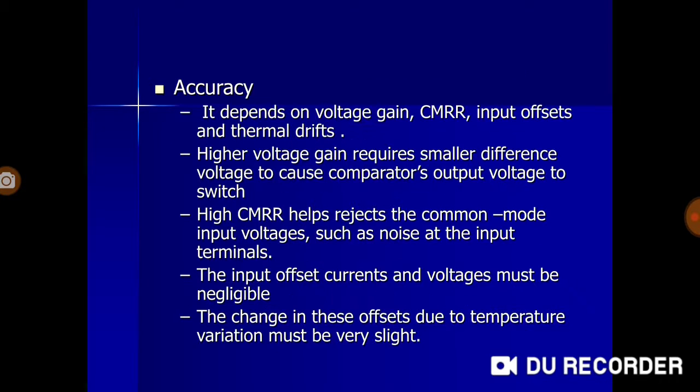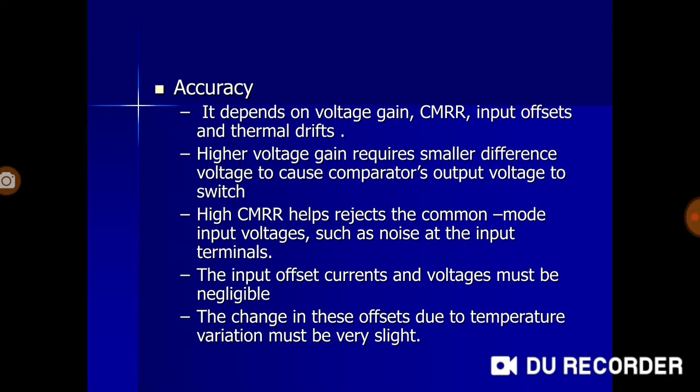Next is accuracy. The second characteristic of a comparator is accuracy. Now accuracy depends upon four things: voltage gain, CMRR, that is common mode rejection ratio, input offset current and voltage, and fourth, thermal drifts. Now we will see one at a time how voltage gain affects accuracy, and so on.